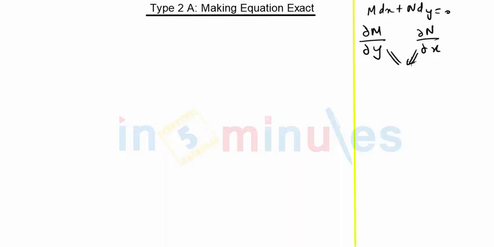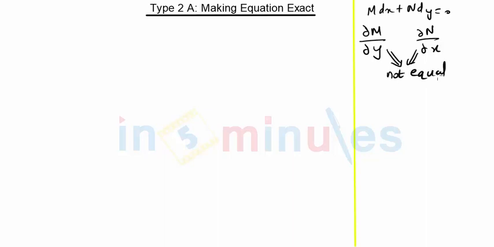In this video we are going to see the next problem on how to make an equation exact. So in this one, an equation will be given of the form M dx plus N dy equal to 0. First we will find the partial derivative of M with respect to y and the partial derivative of N with respect to x, and we will check whether these two are equal or not. In this case it will not be equal.